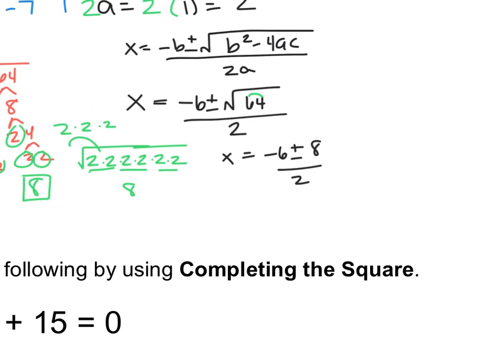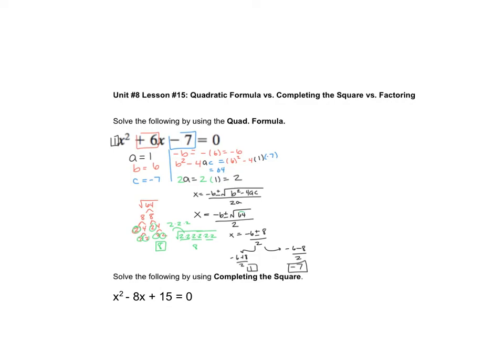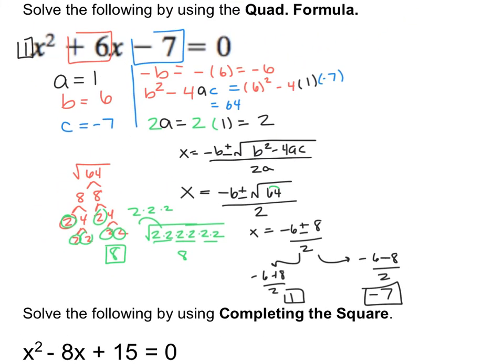We now split it up into negative 6 plus 8 over 2 and negative 6 minus 8 over 2. Just type it into your calculator. Negative 6 plus 8 divided by 2 is 1. Negative 6 minus 8 divided by 2 is negative 7. Those are your two x values. So this equation has two solutions, and they are x equals 1 and x equals negative 7.